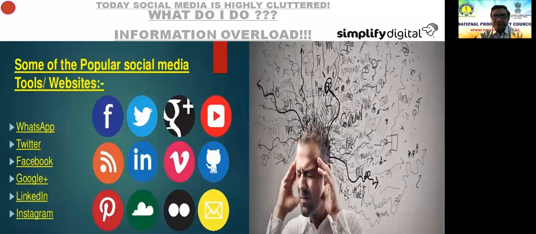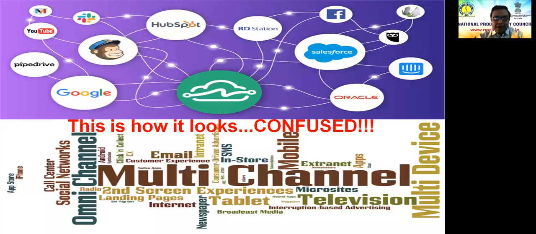This is something interesting that we wanted to discuss today, that today's social media is very cluttered. What do I do? We have information overload. Every day we get tons of feeds on our mobile phone, on various social media. So here, the scenario looks like total confusion. Where should a business create a touch point, how long, what is the time duration of engagement?